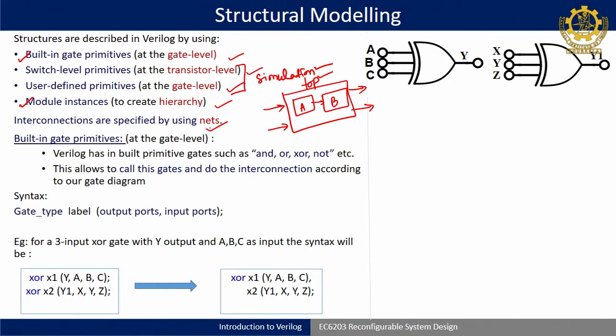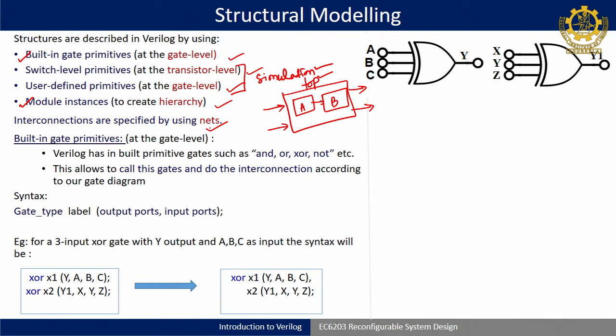Now, built-in primitive gates are mostly used. There are many different gates, we will see them in a detailed class. I have just written AND, OR, XOR and NOT, the minimum things required. This allows you to call these standard gates available in the Verilog language, and you can do the connection properly so that a system or a top module can be built.